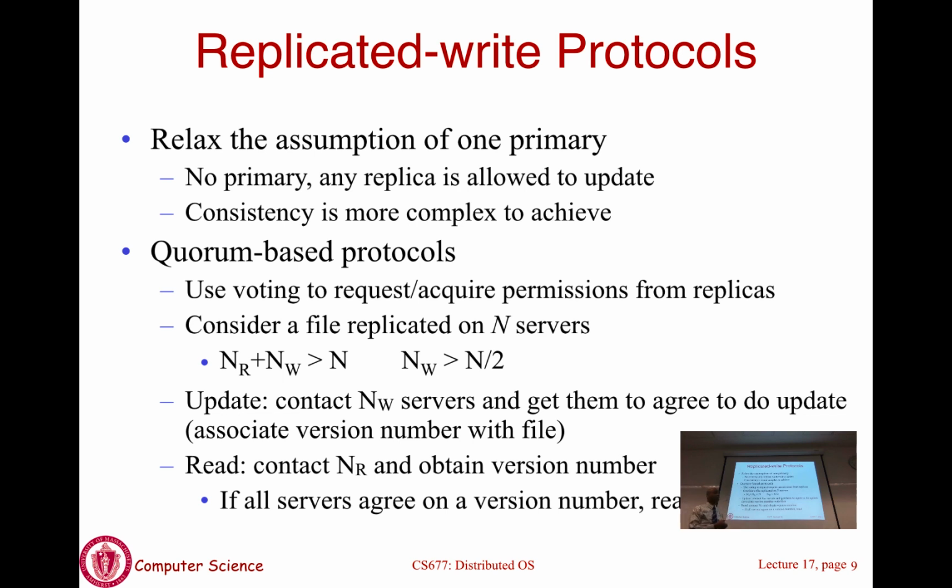So we are going to essentially use voting to figure out how this is going to work. And the voting is going to work as follows. We will assume that the file is replicated, and we'll have two kinds of quorums, a read quorum and a write quorum. A read quorum says that to read a file, let's say the read quorum is N_R, you have to contact that many servers. All of those servers will tell you the version number of the file that they have. If the version numbers all match exactly, you go ahead and read the file. That's the basic idea.